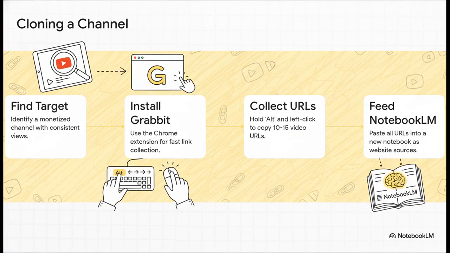So you find a channel you want to model, you install this free Chrome extension called Grab It, and then, and this is the cool part, you just hold down the Alt key and click, and it instantly copies the URLs of, say, 10 to 15 of their best videos. Then you just paste that entire list right into Notebook LM. This part alone saves a huge amount of tedious, boring work.